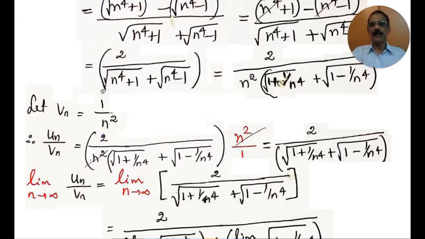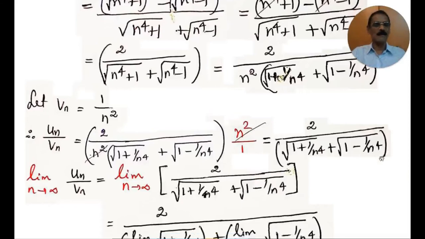What is vn? 1 by n square. Since vn is in the denominator, we have to write its reciprocal. What is the reciprocal of 1 by n square? N squared by 1. Thus, this n square gets cancelled, and hence that is equal to 2 divided by square root of 1 plus 1 by n to the power 4 plus square root of 1 minus 1 by n to the power 4.